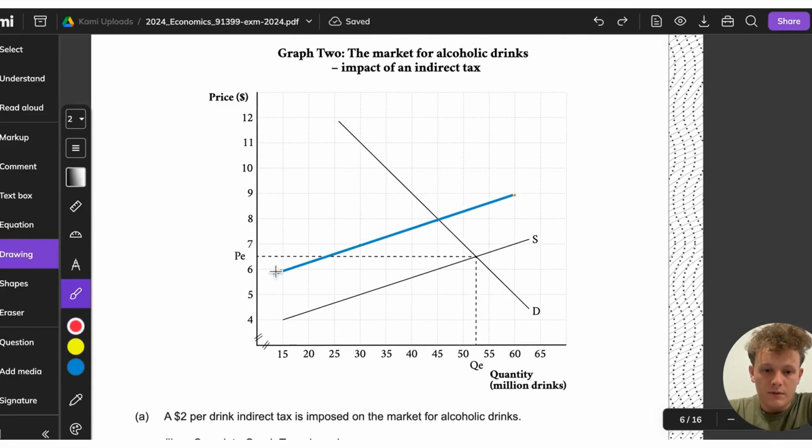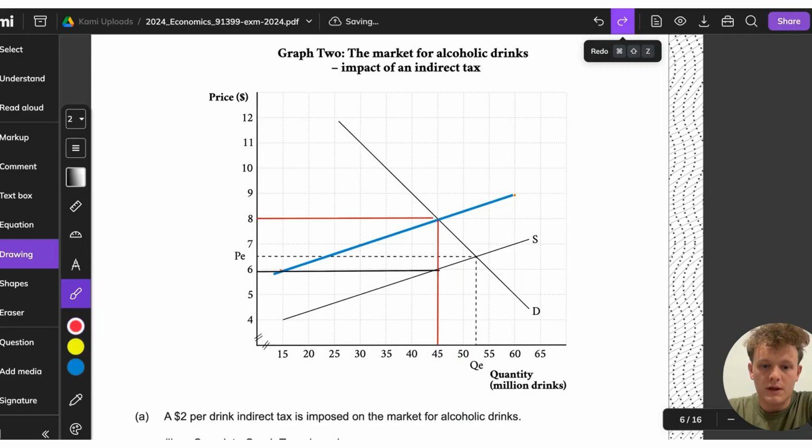So our curve is going to go right here, which is 2 points above every point on the supply curve. And then we're going to label that curve by showing the new equilibrium price and quantity. And then obviously we're going to get the new producer price, which is the value that the consumers pay minus the value of the tax.